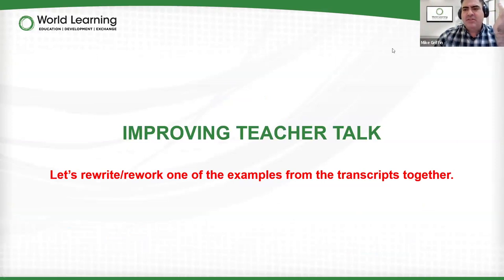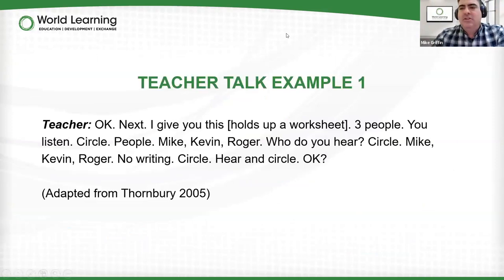So let's do one together. Let's do number one together. This is number one. Okay, next, I give you this. Three people, you listen, circle, people, Mike, Kevin, Roger. Who do you hear? Circle, Mike, Kevin, Roger. No writing, circle, hear and circle. Okay. I chose this because I wanted to perform this one for you.